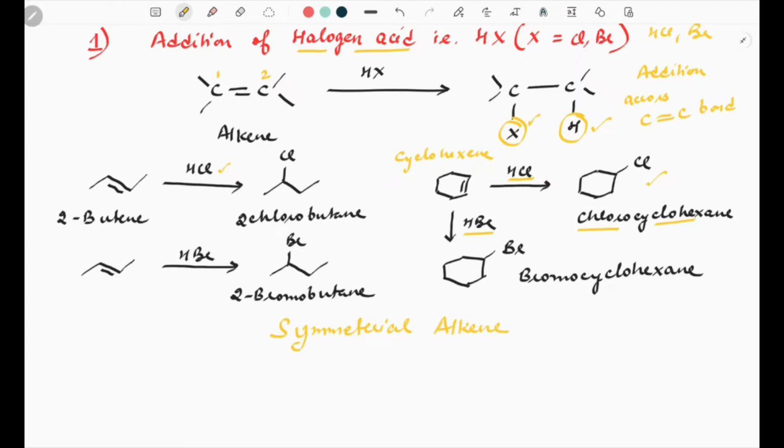What do you mean by symmetrical alkenes? All these alkenes can be divided into two equal halves. But there is an interesting feature which is observed when addition of HBr occurs to unsymmetrical alkenes.